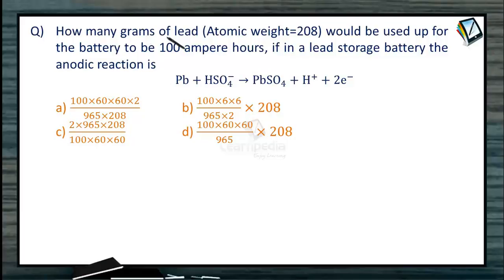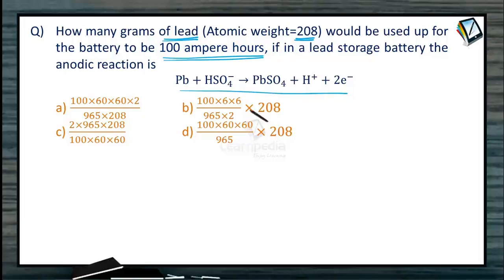The next question is, how many grams of lead, atomic weight is given as 208, would be used up for the battery to be 100 ampere hours? If in a lead storage battery, the anodic reaction, which is also given, is that lead reacts with bisulfate ion to give lead sulfate plus H plus 2 electrons. So we need to find, to produce the power of 100 ampere hours, what weight of lead is to be used up, and the anodic equation is also given to work that out.